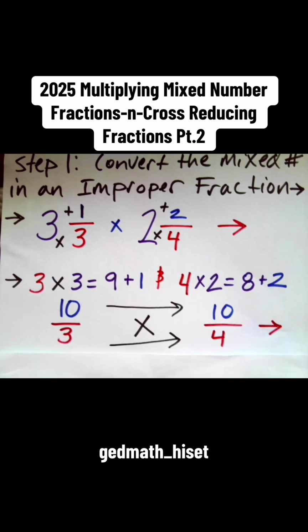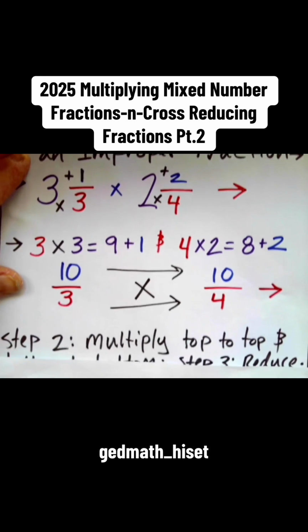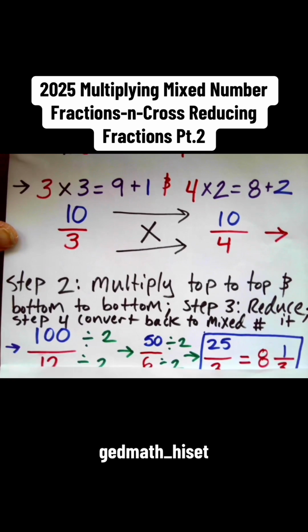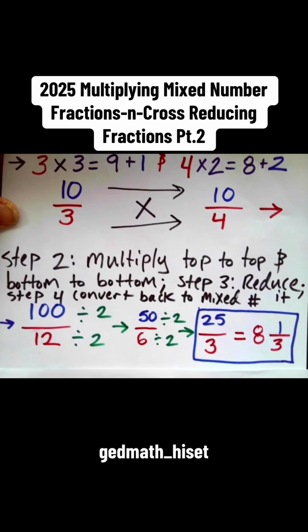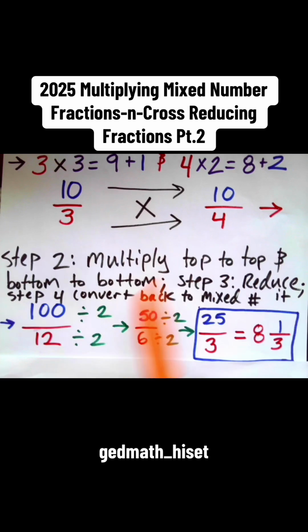So again, we could work on cross reducing and dividing 2 into top and bottom, which will reduce the 10. If I divide 2 into 10, I get 5 over 3. 2 into the 4, 4 divided by 2 is 2. And then we'd multiply straight across and try to see if we could reduce again. Basically, we just follow the rules at this point. I'm going to let you practice that reducing on your own. And so you can see here we have 10 times 10, which is 100. 3 times 4, which is 12.